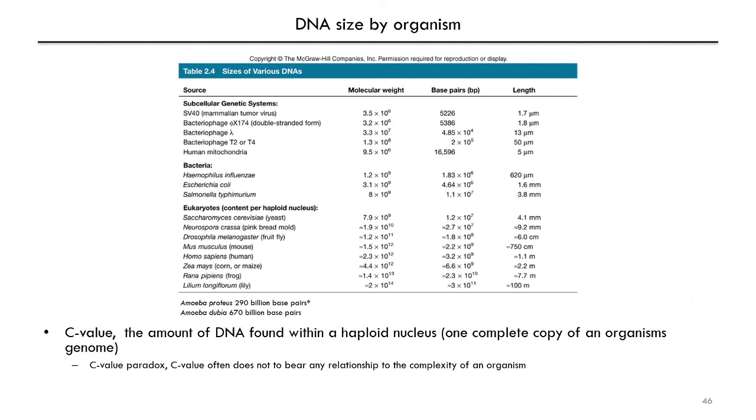Examples can be seen in this table from your textbook. Human genomes contain 3.2 billion base pairs. Some species of amoeba have more than 100 times as much DNA in their genomes, despite being much less complex.